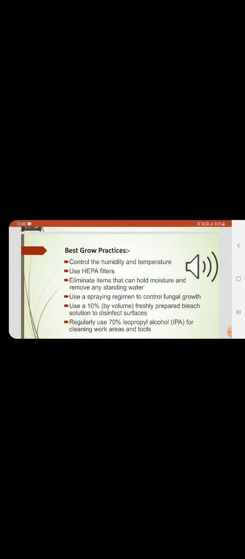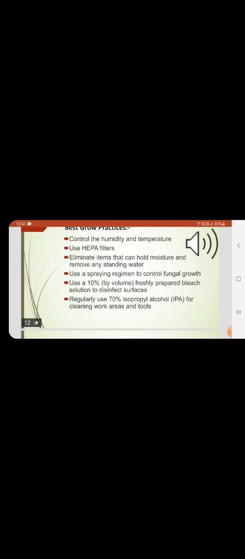Best grow practices. Control the humidity and temperature. Use HEPA filters. Eliminate items that can hold moisture and remove any standing water. Use a spraying regimen to control the fungal growth. Use a 10% by volume freshly prepared bleach solution to disinfect surfaces. Regularly use 70% isopropyl alcohol for cleaning work areas and tools.